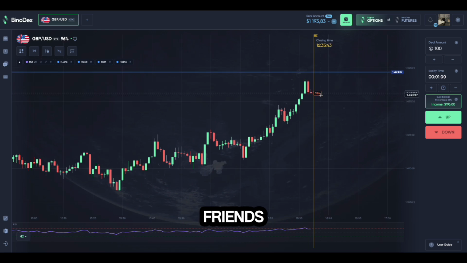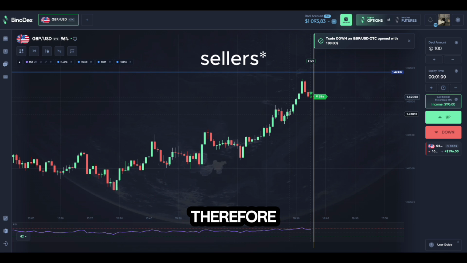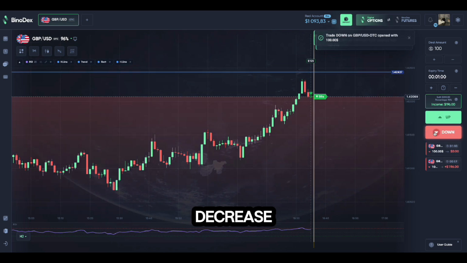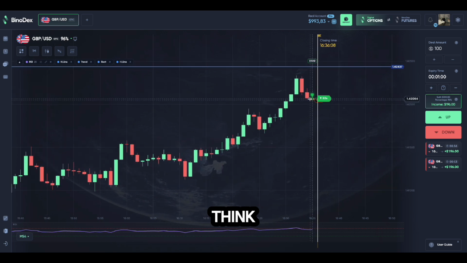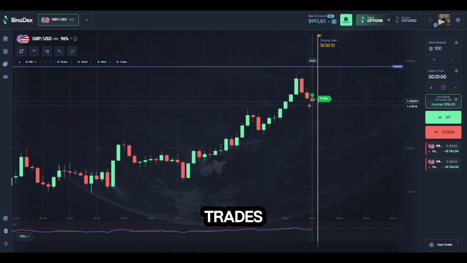So, my dear friends, I actually decided not to wait for the price to reach our resistance level, because it is clear from the current price action that the buyers have already started to take control of the market. Therefore, we are opening 2 trades for a decrease. I hesitated a little bit at first, but I honestly think everything will be fine with these specific trades.